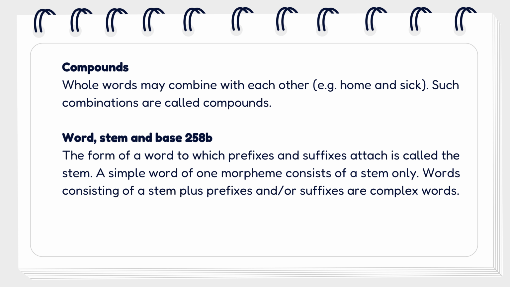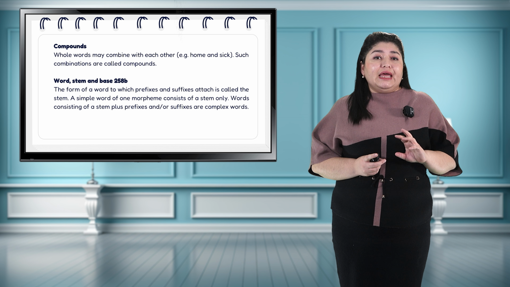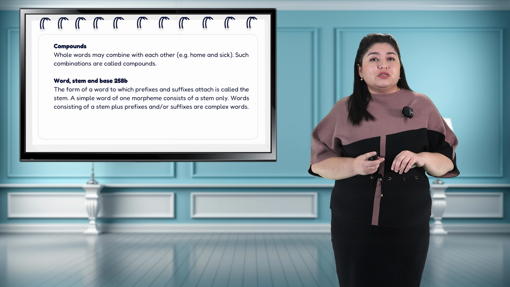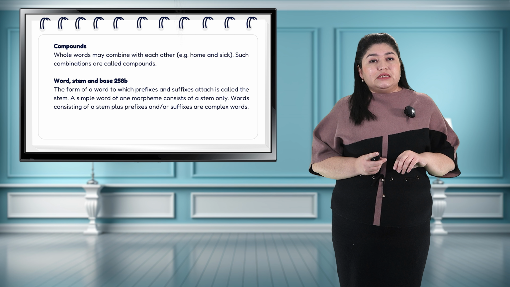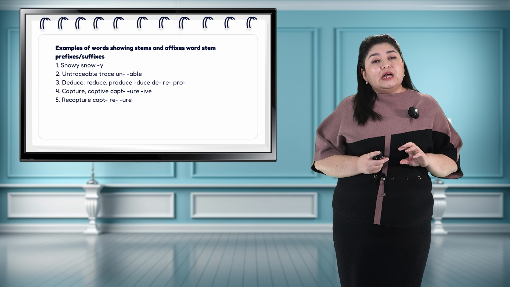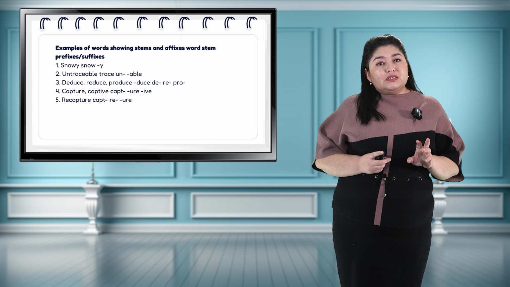Compounds. Whole words may combine with each other. For example, home and sick. Such combinations are called compounds. The base, which is the form of a word to which prefixes and suffixes attach, is called the stem. A simple word of one morpheme consists of a stem only. Words consisting of a stem plus prefixes and suffixes are complex words. Examples of words showing stems and affixes: word, stem, prefixes or suffixes.